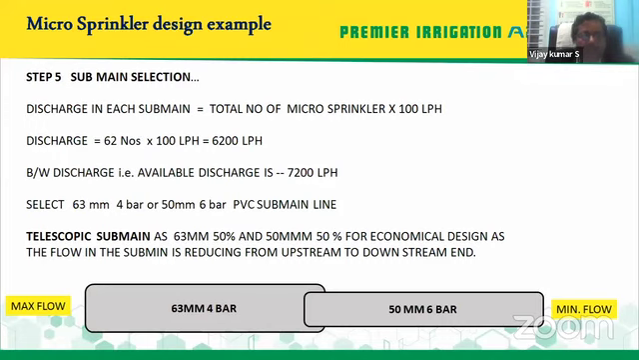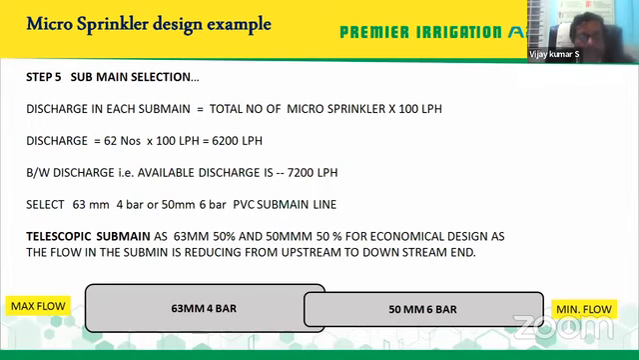And like last time, in order to make the design economical and also to give the right kind of velocity, we will go for what is called a telescopic submain design, where the first 50% will be 63 mm, followed by the balance 50% with a 50 millimeter or a 40 millimeter pipeline, as the case may be. And why do we do that?